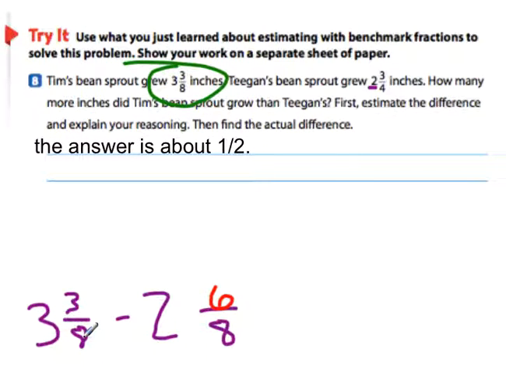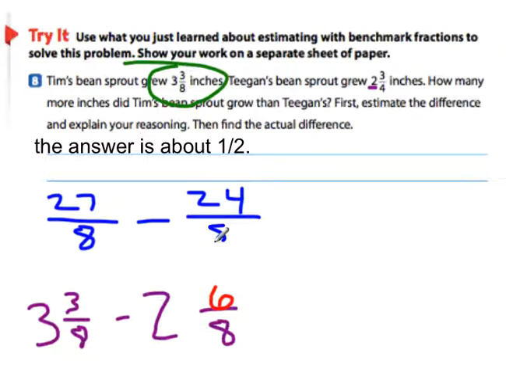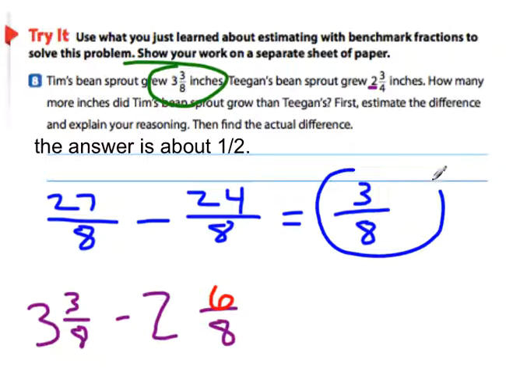3 times 8 is 24, and 3 more is 27, and we're still in eighths here. 2 times 8 is 16, and 6 more is 22. In eighths. Now we've just got the equation set up where we are subtracting like denominators. 27 minus 24 is 3, and that's going to be our actual answer.